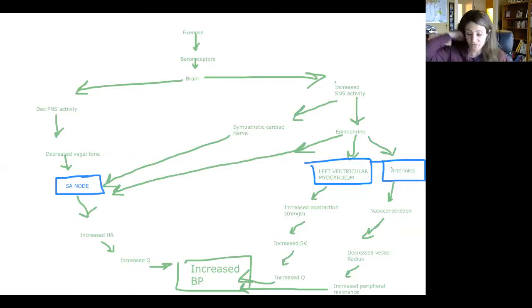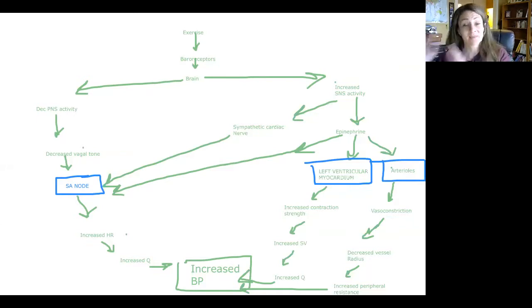Okay, that's a great question. So during exercise, we have epinephrine causing vasoconstriction. We also have, at the exercising muscle, arterioles causing vasodilation. Those things are happening at the same time, okay? But we're not putting the vasodilation on this map because it's not contributing to increased blood pressure. There are a lot of things happening during exercise that are not on this map.